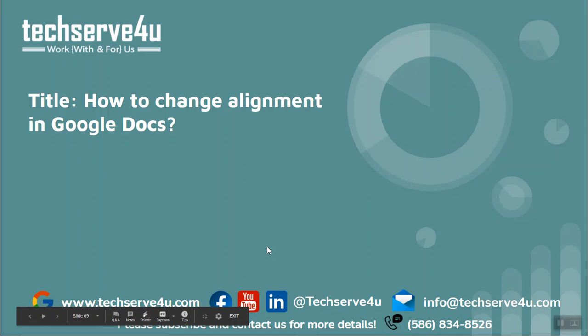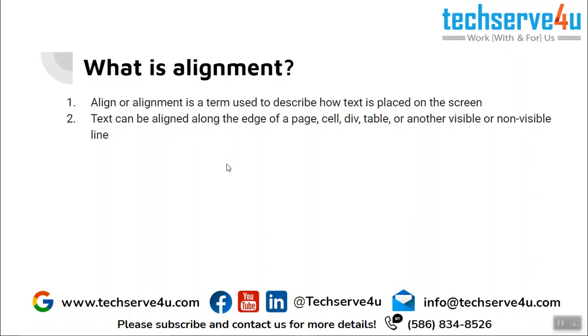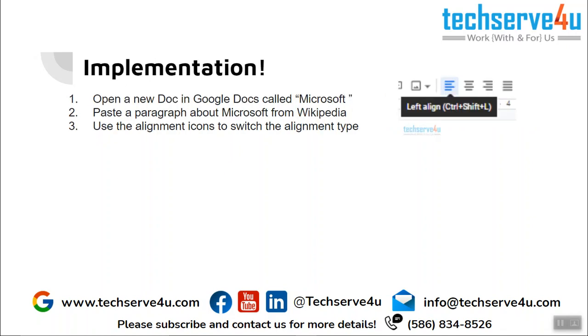Hello everyone. In this video, we will learn how to change alignment in Google Docs. Alignment is a term used to describe how text is placed on the screen. To learn in more detail, you can come back here later. So, this is how we are going to implement this video.